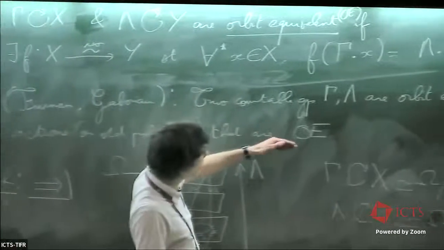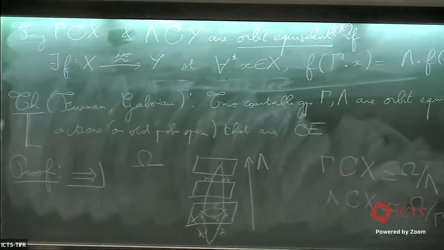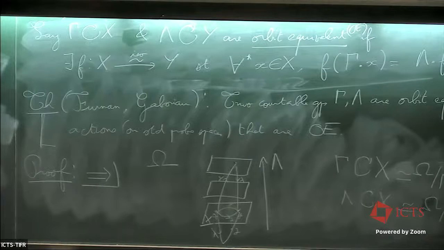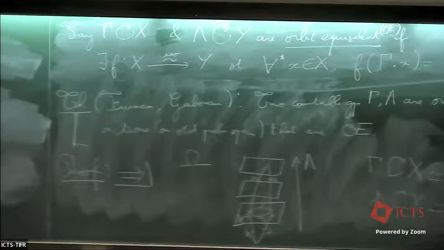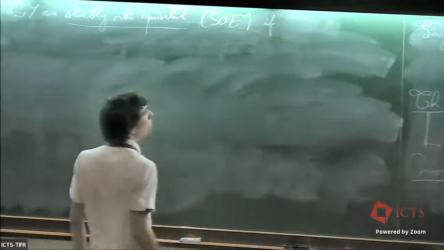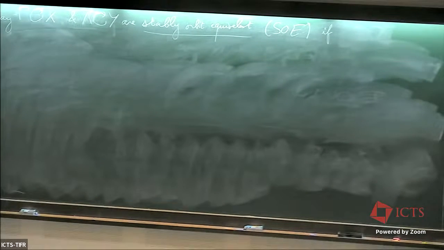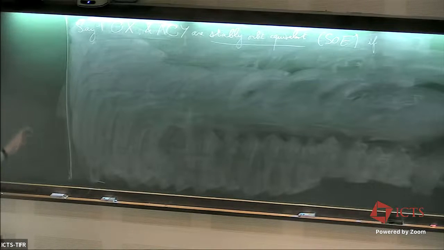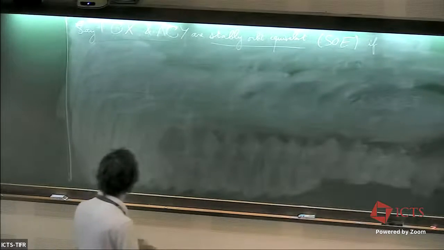Okay, I should say, so this is an ergodic characterization of orbit equivalence. There is also a similar ergodic characterization of measure equivalence, which is the following. So you say that the two actions are stably orbit equivalent if, well, maybe the orbits are not the same on the whole space, but there is a positive measure subspace where the orbits coincide.